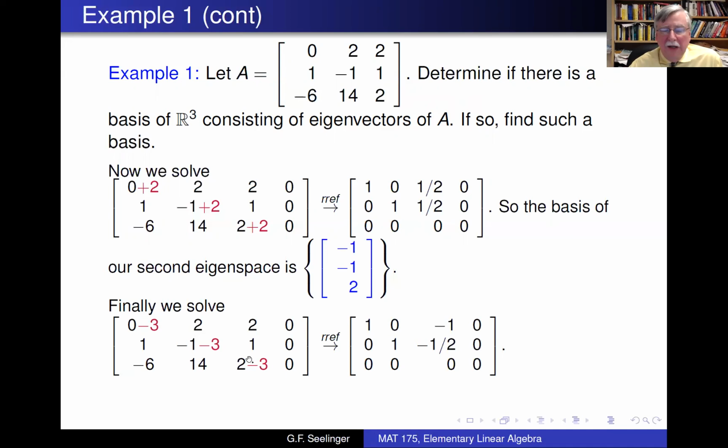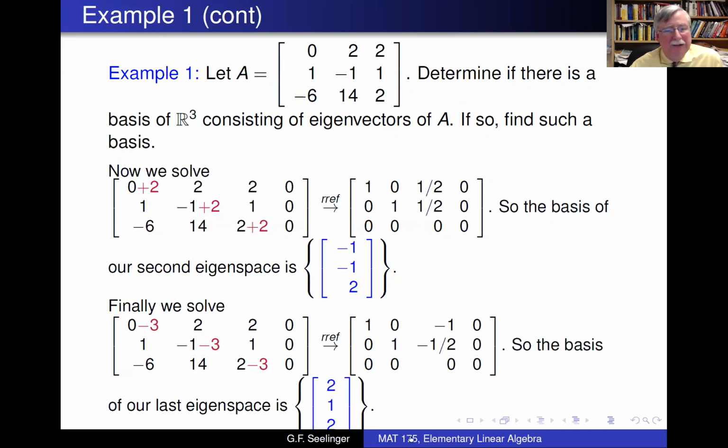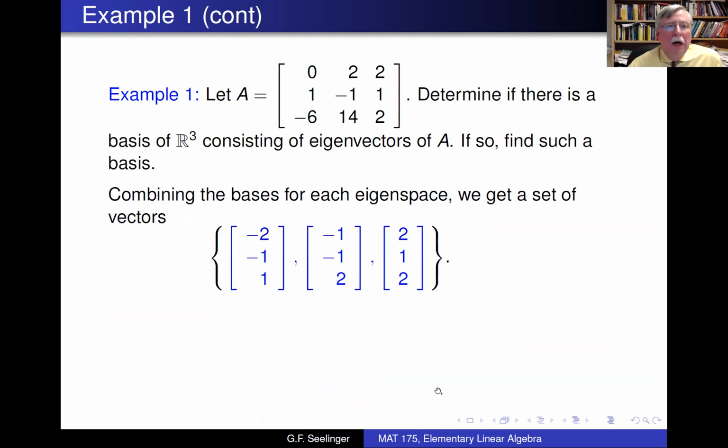To get the third eigenspace, again, we take the eigenvalue 3, subtract it off from all the diagonal entries. We solve it. We do the same process, solving with a free variable t, and get the basis for our eigenspaces as 2, 1, 2. Again, it would be t, 1/2 t, t, and then I just clear the denominator, multiply through by 2.